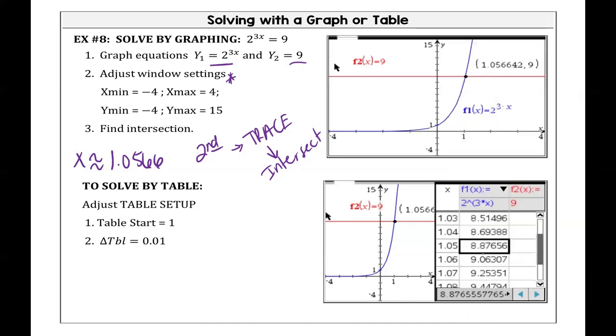And then over here, if you are doing it by table, you're basically trying to look and see where their values are close. So you would change your scale factor for your table setting. But I really would encourage the graphing method because it just makes more sense to find the intersection, in my opinion. And that concludes this section.